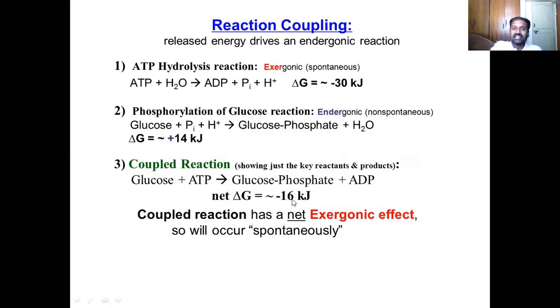But the coupled reaction is again exergonic. Glucose plus ATP, glucose 6-phosphate plus ADP. Net delta G is minus 16 kilojoules per mole. Of course, the moles have been left out here. No problem, at least here it's no problem. So the coupled reaction has a net exergonic effect. In fact, all coupled reactions have net exergonic effect. If there is no net exergonic effect for a coupled reaction, the coupled reaction doesn't even happen.